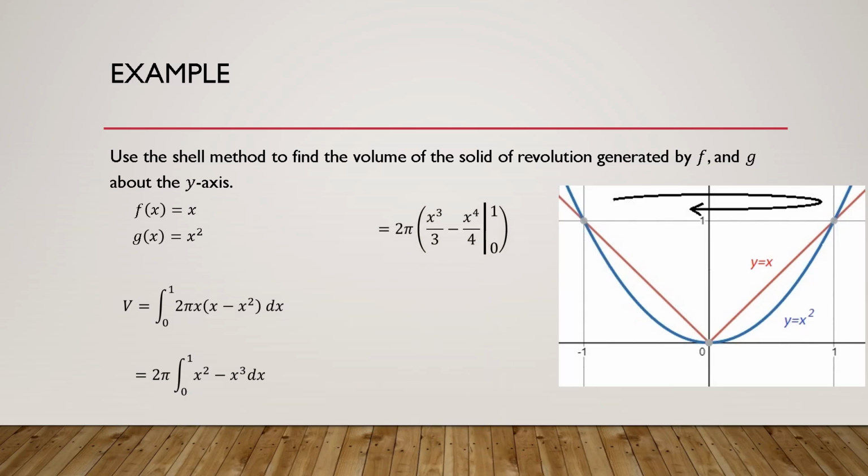When we take the integral, we get 2 pi times the quantity of x cubed over 3 minus x to the 4th over 4, evaluated from 0 to 1. This gives us 2 pi times the quantity of 1 over 3 minus 1 over 4, minus the quantity of 0 over 3 minus 0 over 4, which simplifies to 2 pi times 1 over 12, or pi over 6, or approximately 0.524 cubic units of volume.